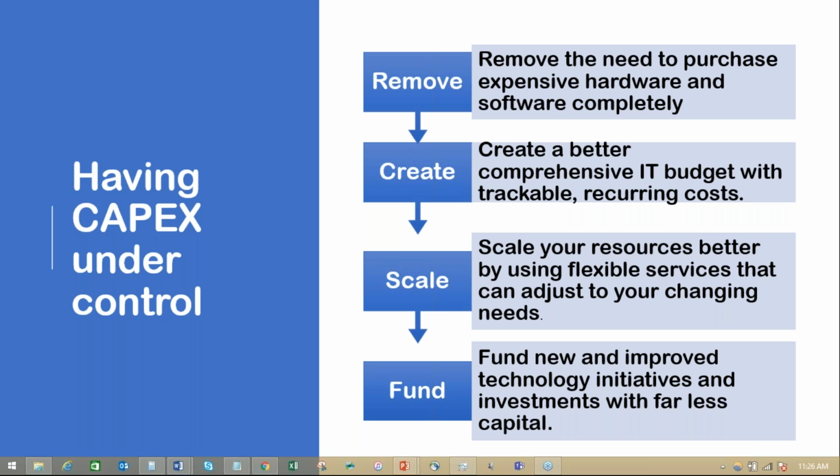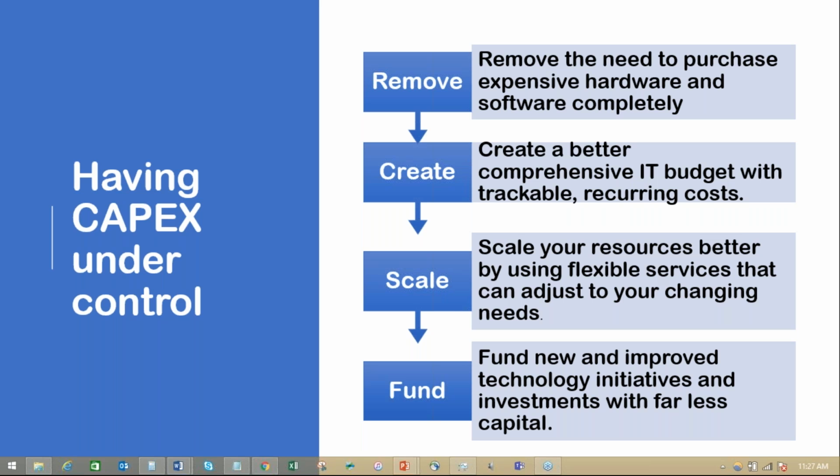The CIO also needs to create a more comprehensive IT budget that is trackable and predictable. But how do you predict IT in this trend of technology where technology is changing day after day? This is where we talked about having to scale your resources by using flexible services that can help you adjust to changing needs. But what are those flexible services? We'll talk about managed services, and how managed services can help you use flexible services. We'll look at those areas of managed services that can allow you to overcome some of these challenges.